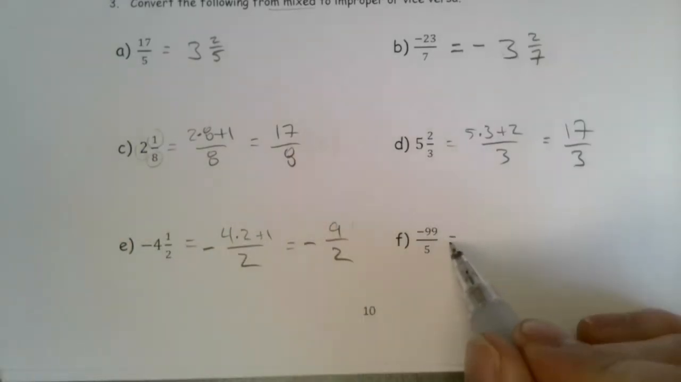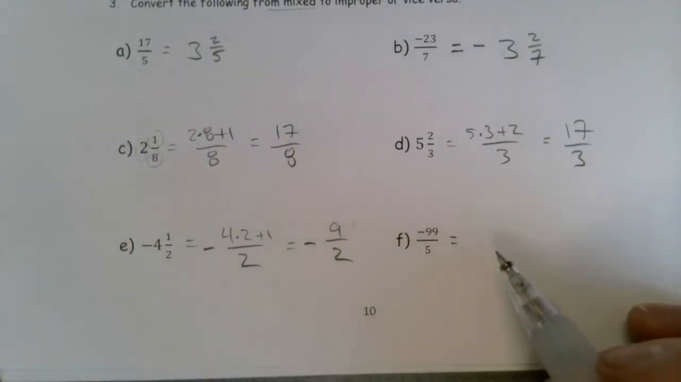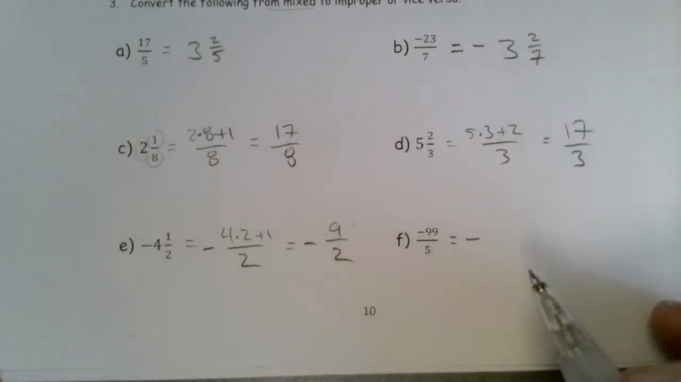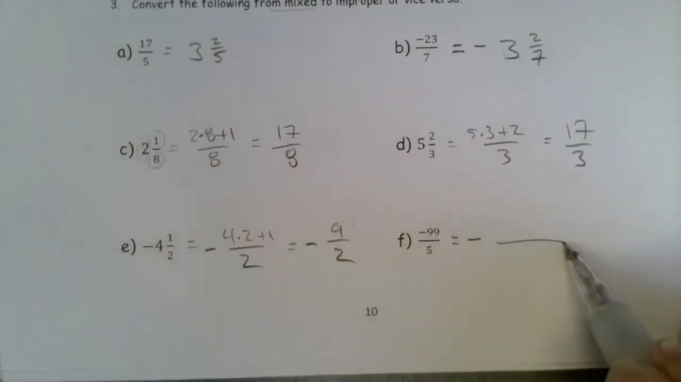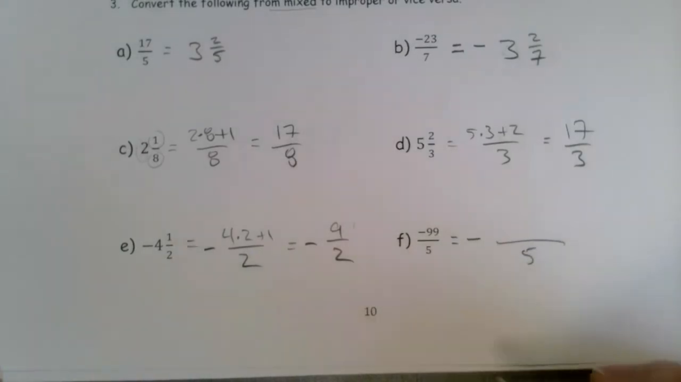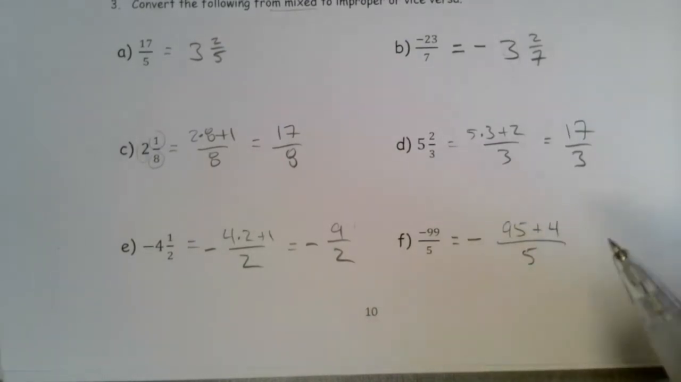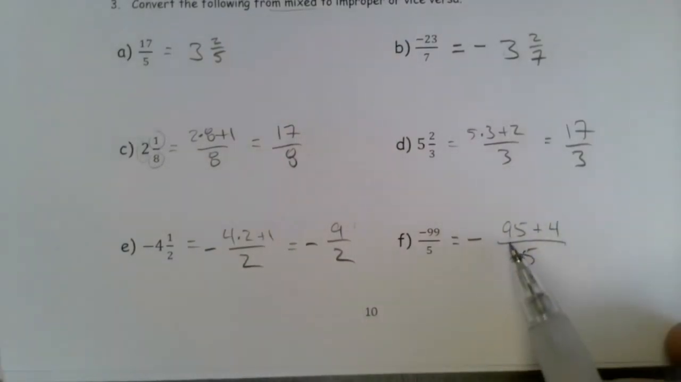Now I'm going to do this one again. I'm going to show you maybe another way of thinking this through. The negative is simply going to make the answer negative. Okay, that's fine. So we'll do it like this. I'm going to take that 99, and I'm trying to think, is there a number that's a little bit less than 99 that is in fact divisible by 5? And the answer is yes, it's 95. But that means I took 4 away. Okay, so 95 plus 4 over 5.